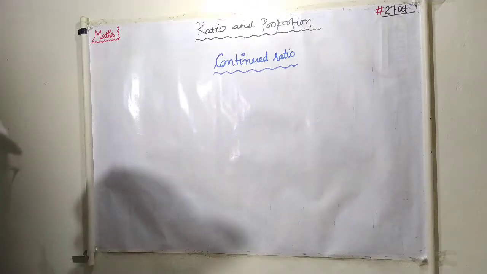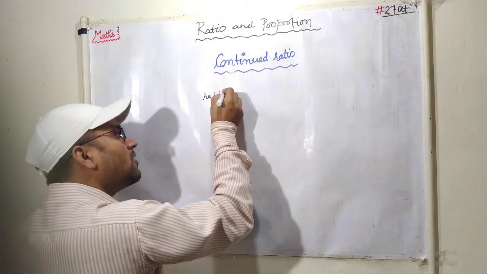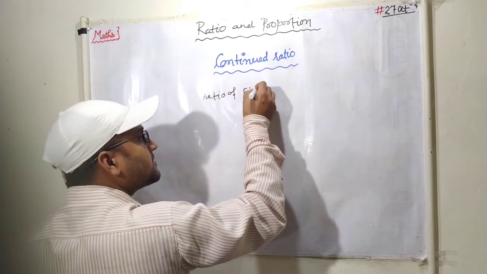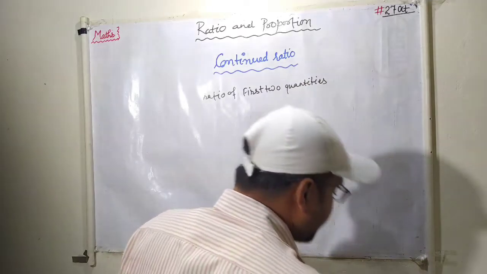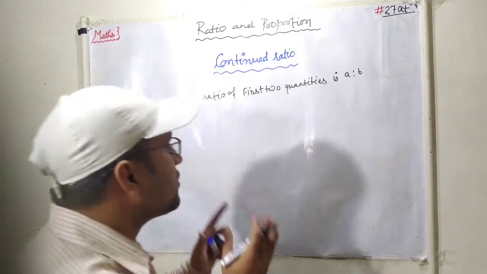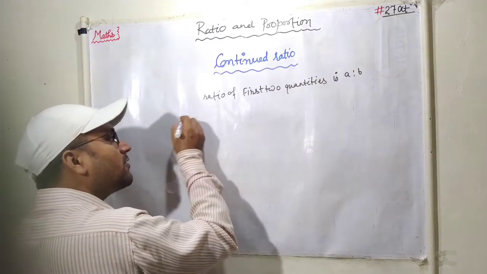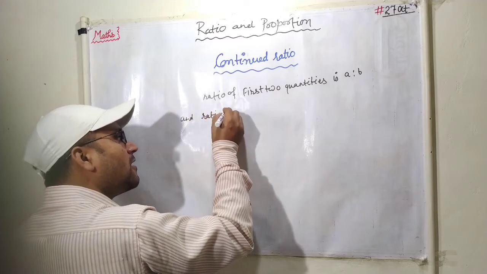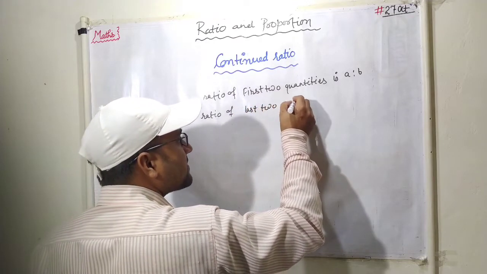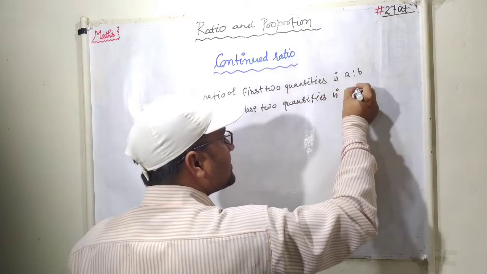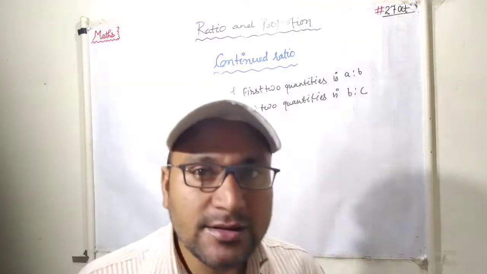Three quantities are said to be in continued ratio if the ratio of the first two quantities is A is to B, and the ratio of the last two quantities is B is to C. Then we say that the three quantities are in continued ratio.